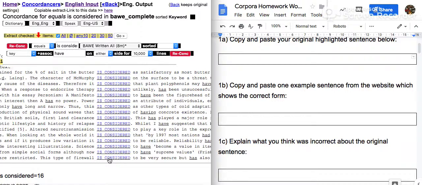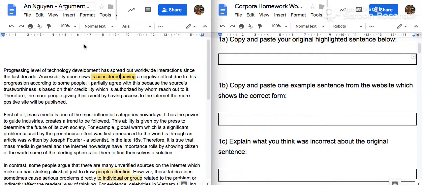You guys are then going to go through and work out which ones are relevant to your example. So here we've got something, accessibility upon use, that's a noun phrase, is considered having. So we've got a subject and then is considered, and then we've got a verb. So let's try and look for that pattern in the corpora and see what patterns typically come up in academic writing, and that might help us work out where our error is.